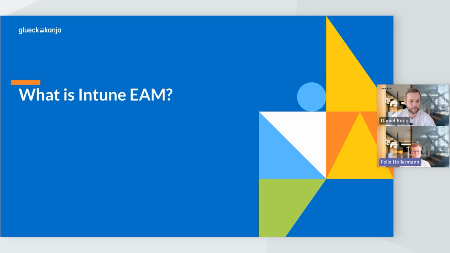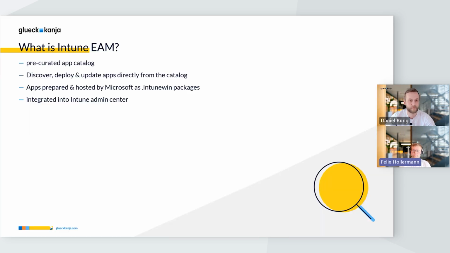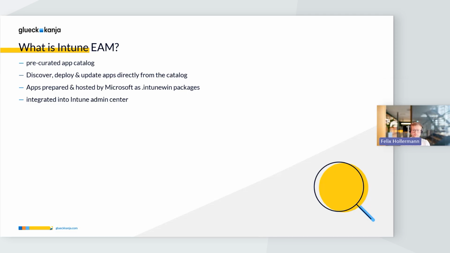First of all, what is ERM? ERM, or Enterprise App Management, is an add-on for the Intune Suite. The core feature is the app catalog. Microsoft has curated a large selection of ready-to-use apps, both from Microsoft itself and from third-party vendors.